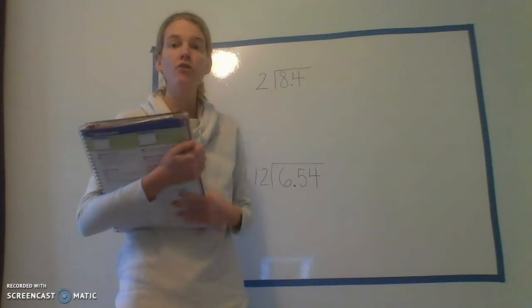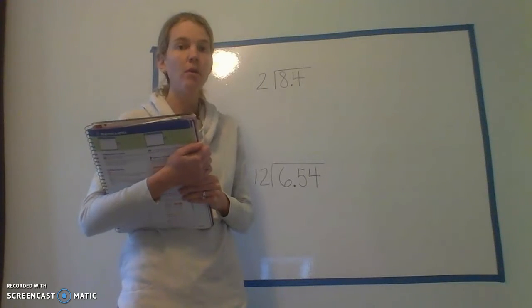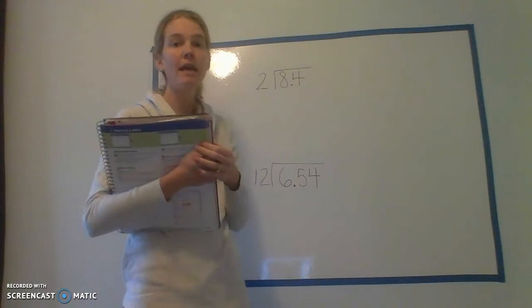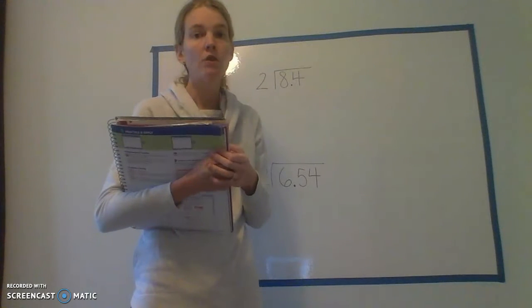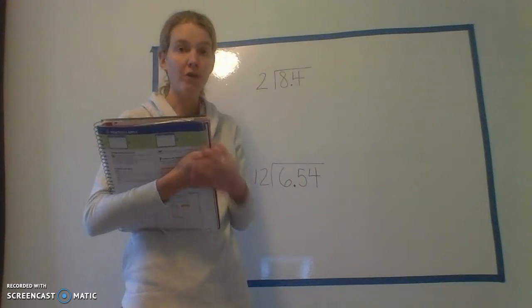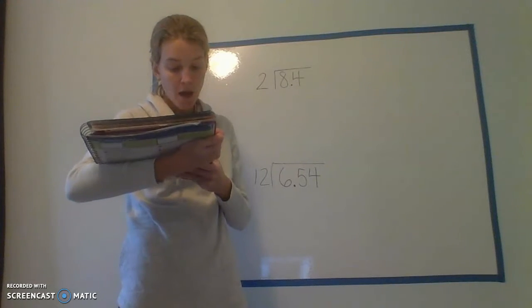The first thing that they wanted you to do to make sure that your answer is going to be reasonable is to estimate. So they rounded this one to 8. They kept this one as 2. 8 divided by 2 is 4. So your estimate is 4. So your real answer should be very close to 4.